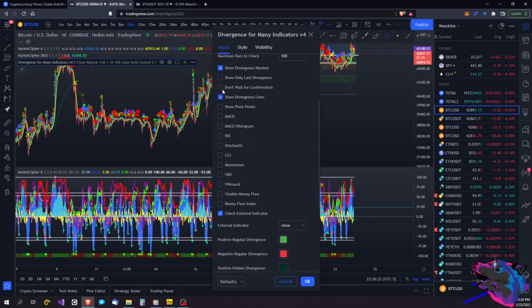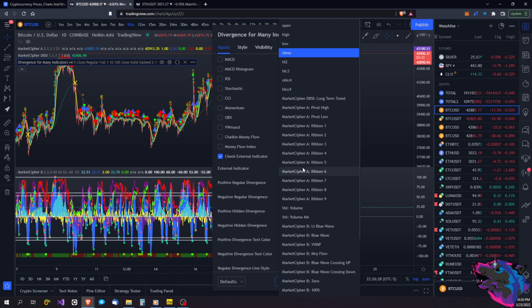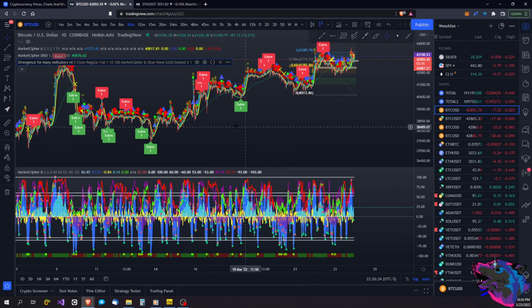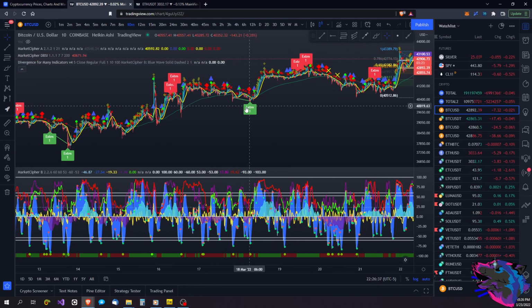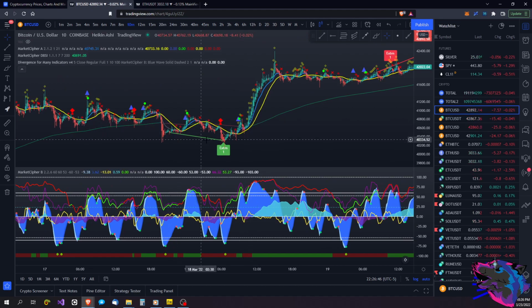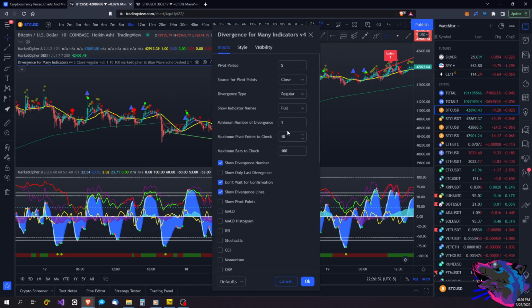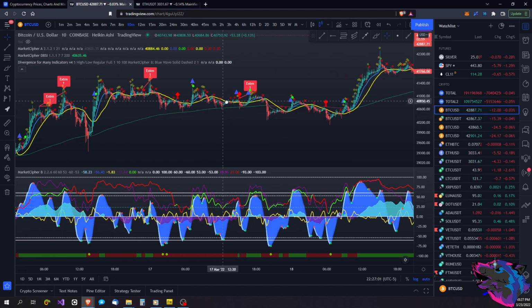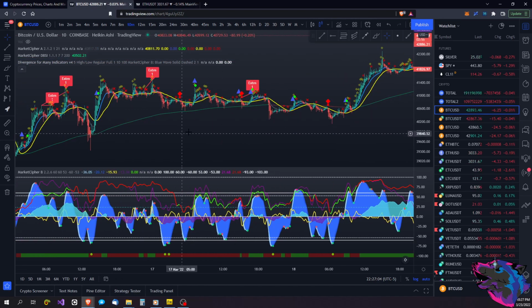Show divergence lines. Let's throw that on just in case. Oh, did it not grab it? There we go. All right, for whatever reason, I lost it. And it just says external. It's not going to say what part of MCB you're getting it on. Right now it's going to the body close. And what you can do is set the source for pivot points to high, low, which will send it to the top of the wicks, or the top of the candle, whatever it might be.